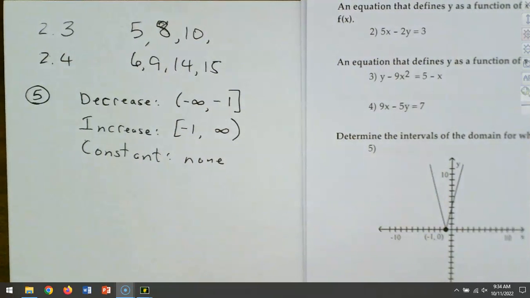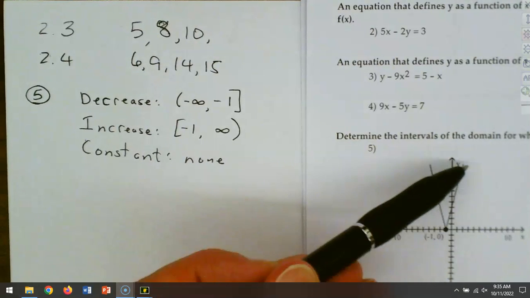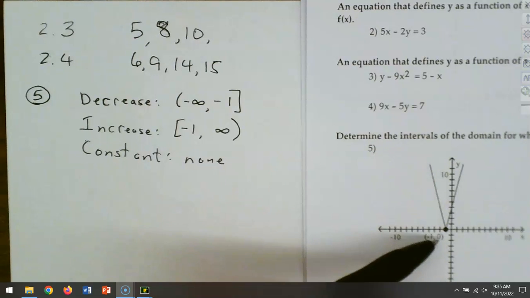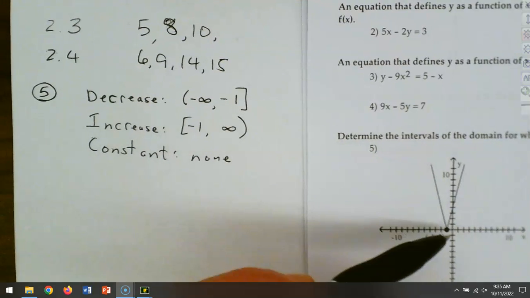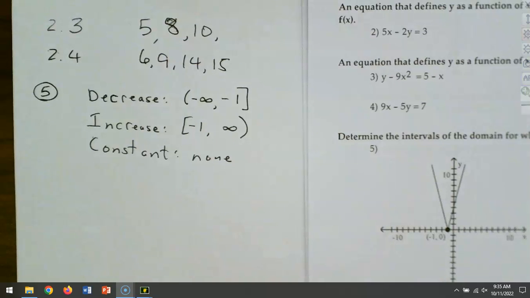But we have to make sure, again, that we label on the x-axis. So this is the decrease half. This is the increase half. So it decreases from negative infinity, stops decreasing at negative 1, starts increasing at negative 1 to positive infinity to the right.